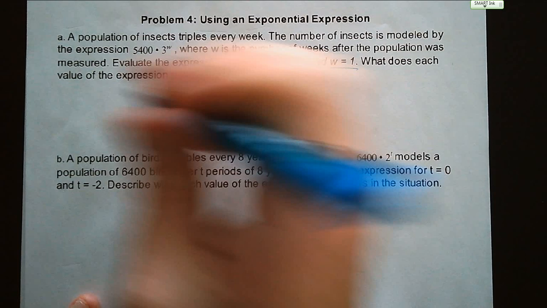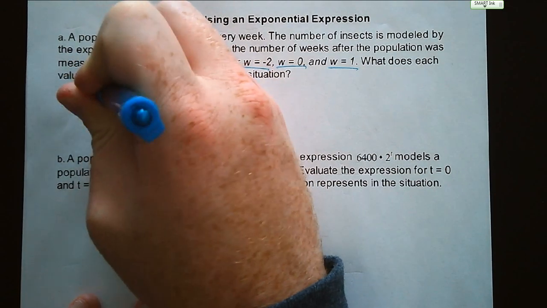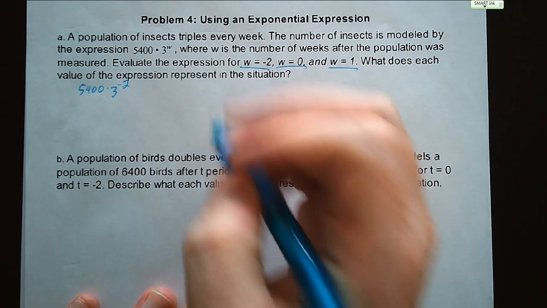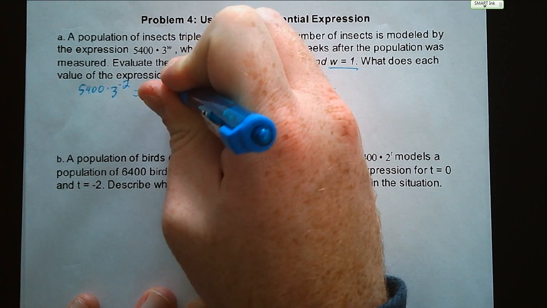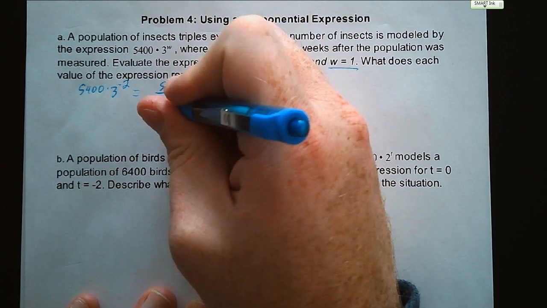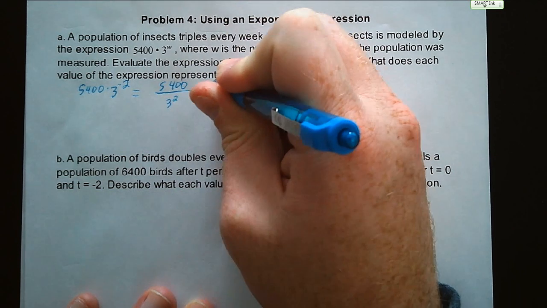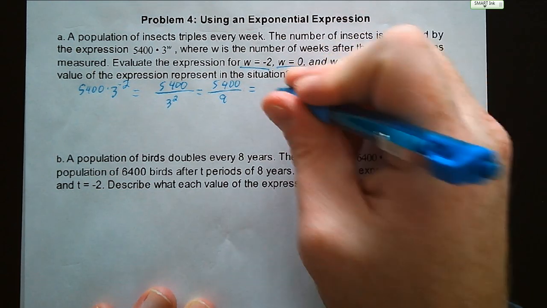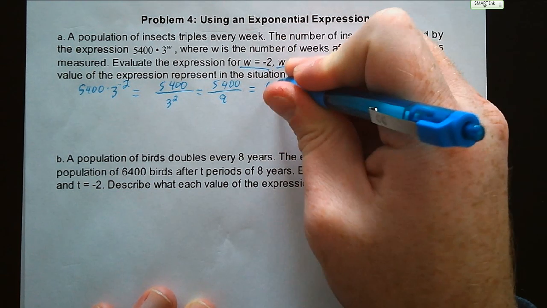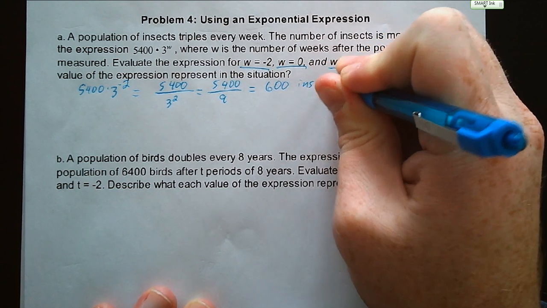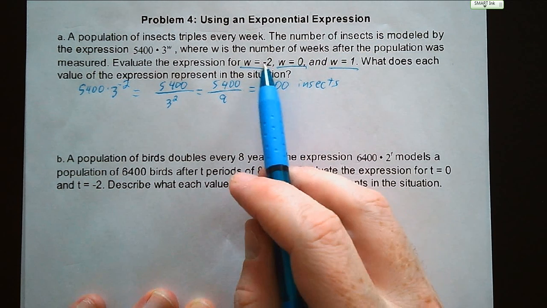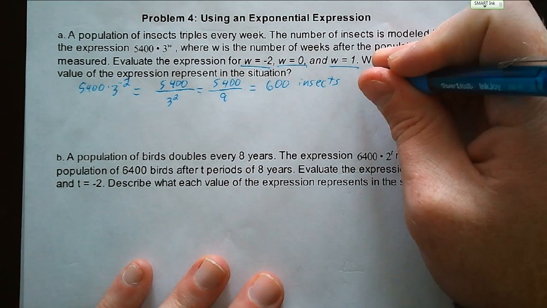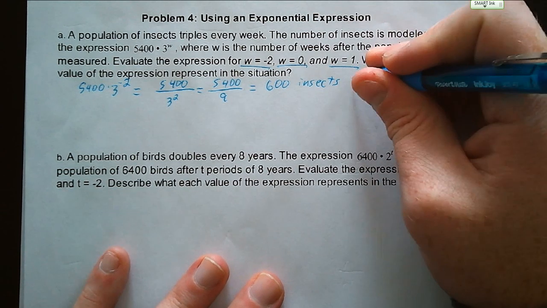So let's just start with 5,400 times 3 to the negative 2 power. We need to rewrite it with positive exponents, so 5,400 over 3 squared, which is 5,400 over 9, or 600 insects. And since this is negative 2 and w is the number of weeks after the population was measured, this would be 600 insects 2 weeks before measuring.